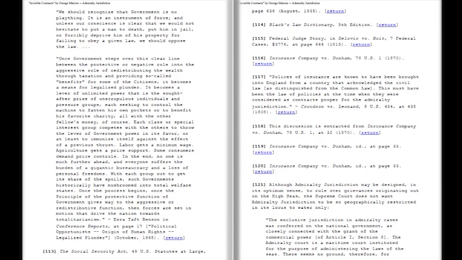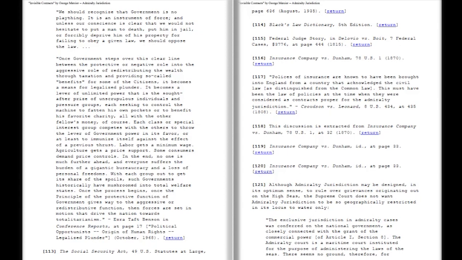118. This discussion is extracted from Insurance Company vs. Dunham, 78 U.S. 1, at 32, 1870. Return. 119. Insurance Company vs. Dunham, ibid., at page 33. Return. 120. Insurance Company vs. Dunham, ibid., at page 33.